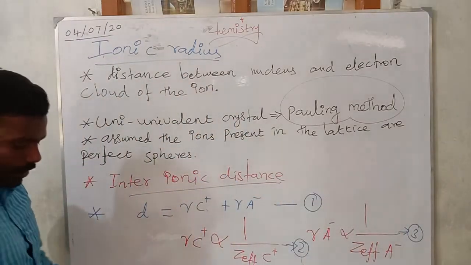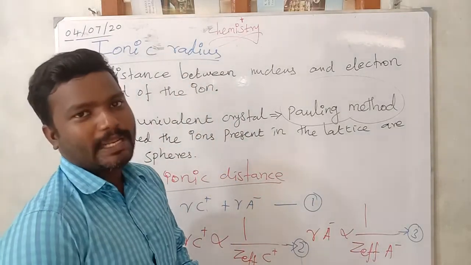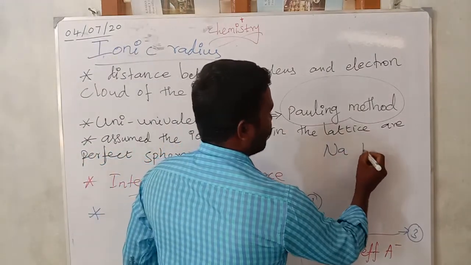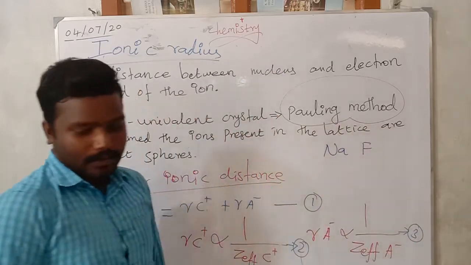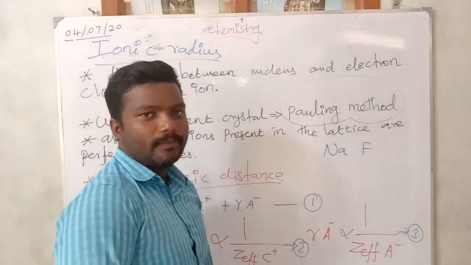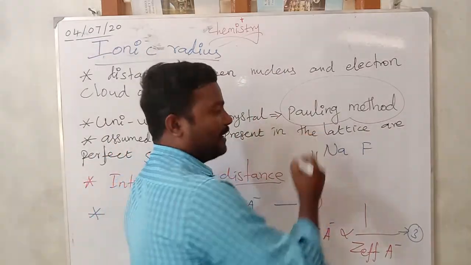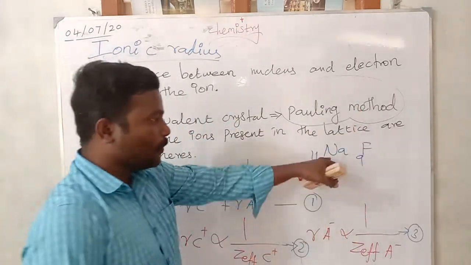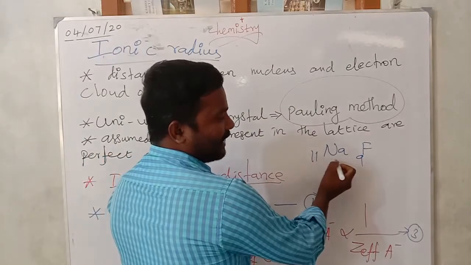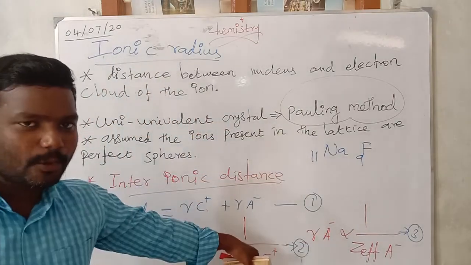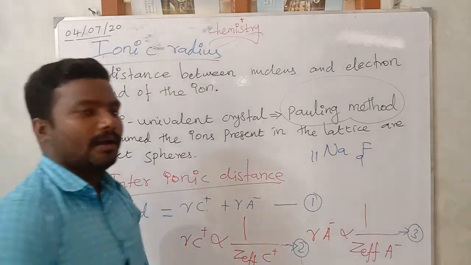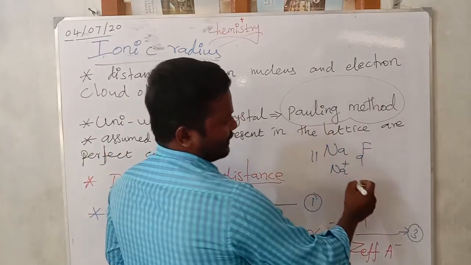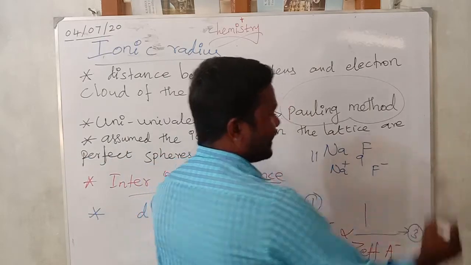Okay, I told you I will give one example for noble gas configuration. We can take sodium fluoride. Simply, if you take sodium, what's the atomic number of sodium? 11. What's the atomic number of fluorine? 9. So sodium has 11 electrons, but here we are going to take them as ions. How will sodium form an ion? Na plus. In the same way fluorine, F minus.